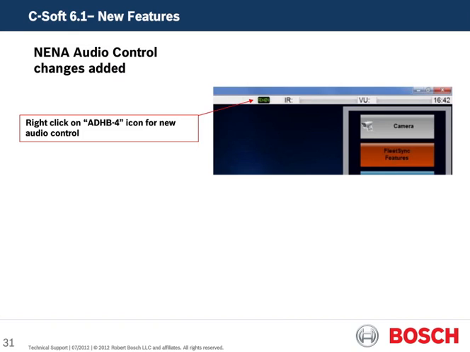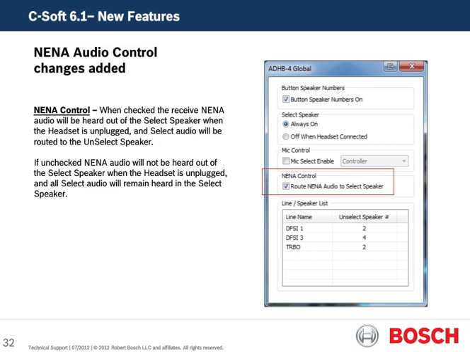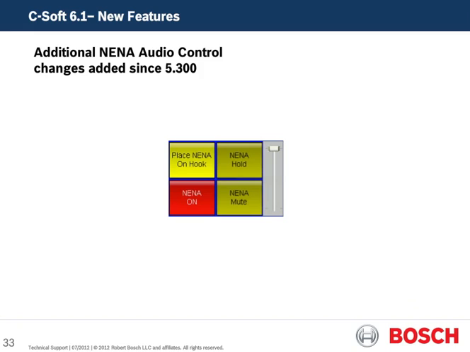Additional 80 HB4 audio controls have been added since version 5.3. Right-clicking on the 80 HB4 icon will open an 80 HB4 control screen. The following slides will cover these new features. In previous versions, Nina audio could not be heard unless a headset was plugged in. Now, by checking the Route Nina audio to select speaker, audio can be heard without a headset attached. Additional Nina audio control buttons were added since 5.3.